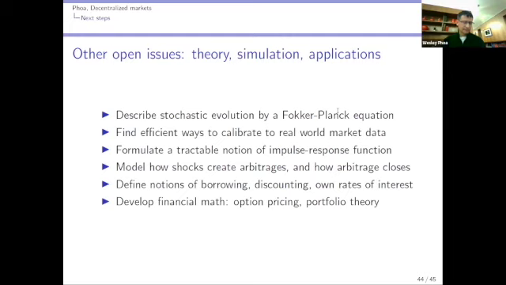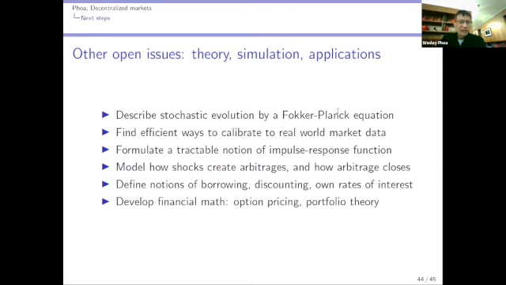Okay, so I just want to close, and I finished pretty early, but I think that's okay, by talking about what next. So the first thing is it's annoying to have to do everything through simulations, and it's hard. So it would be nice to be able to describe the probabilistic evolution of asset prices, exchange ratios rather, in a different way.